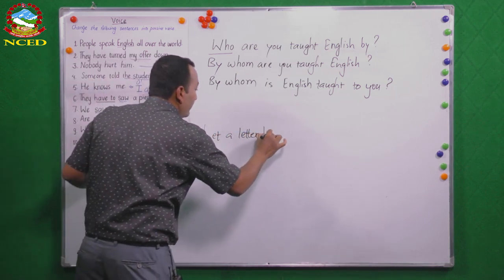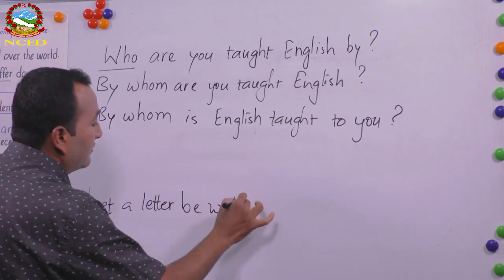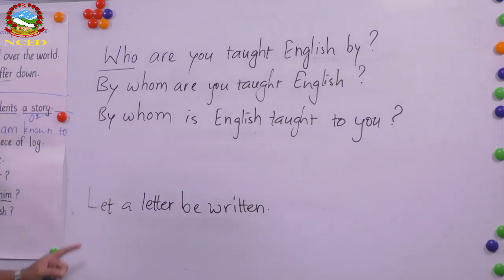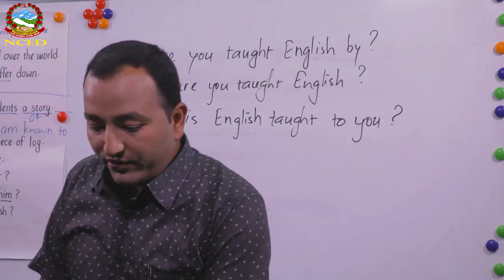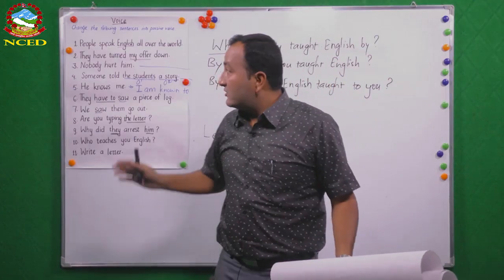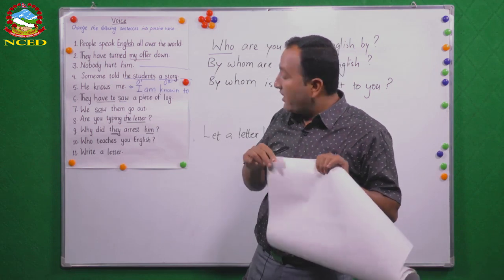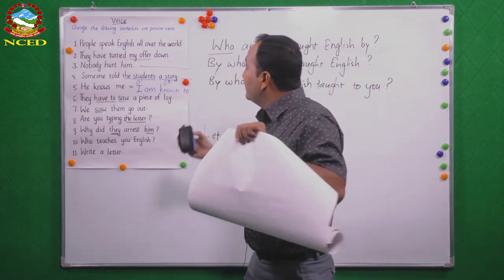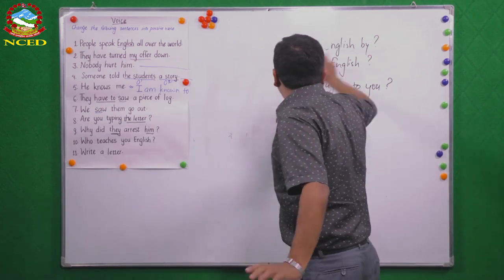And what do you do? Be plus verb 3. Be, write becomes written. So this is how we change. Let plus object plus be plus verb 3. For imperative sentences, we use this way. And now, this was the first set of questions to be changed from active to passive. Now, we will have the second set of questions very quickly.